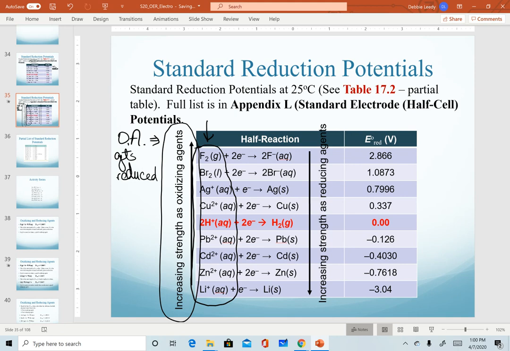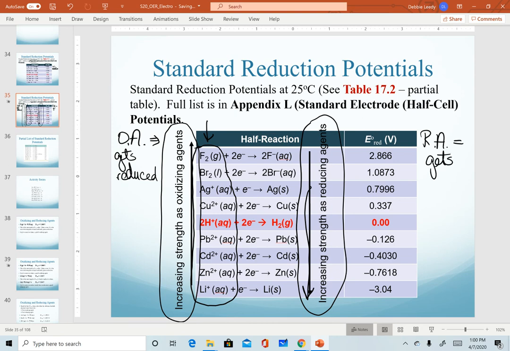On the right side, notice we have an arrow going down that is describing the increasing strength of reducing agents. Again, remember that reducing agents are substances that get oxidized. And so that is describing that the products of these reactions are actually the reducing agents. Now, how we know the relative strength of these is based on reduction potentials.